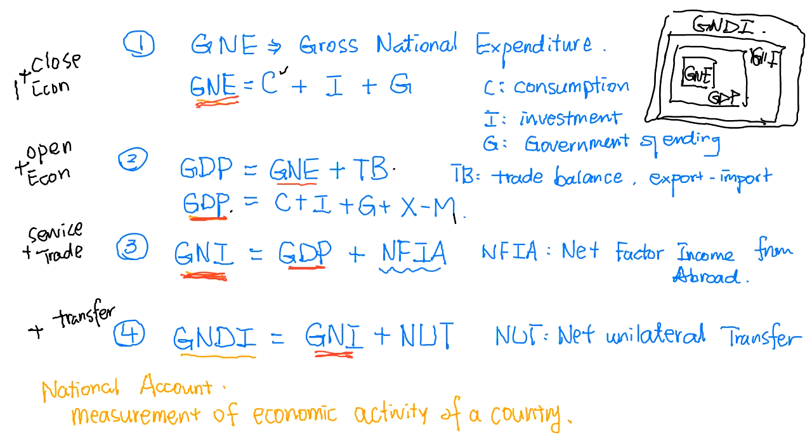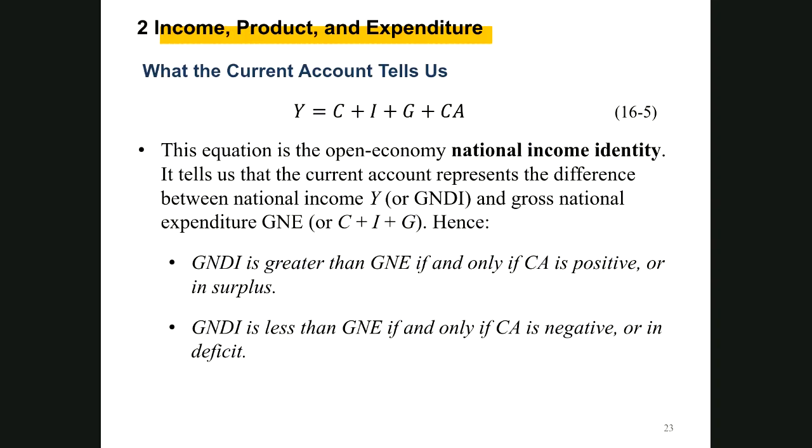So let's see. Okay, so current account, we know this is equal to trade balances plus NFIA plus NUT, right? All related to international, right? Current account of international trade, trading goods, trading services, transfers.